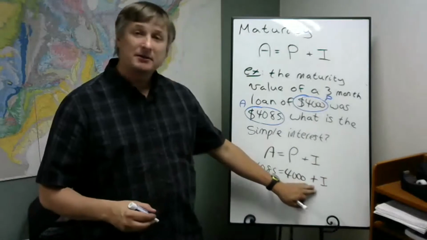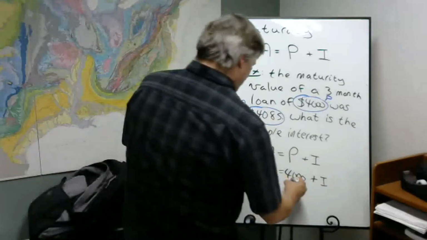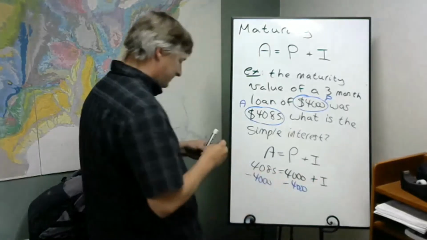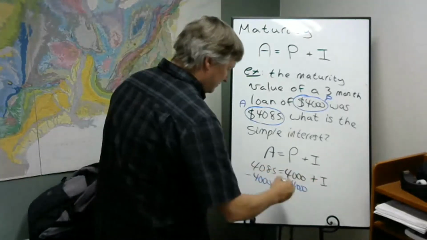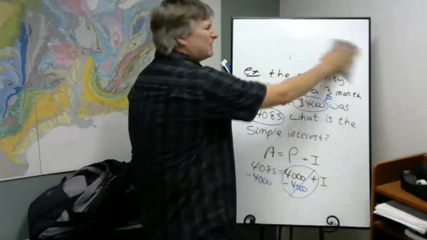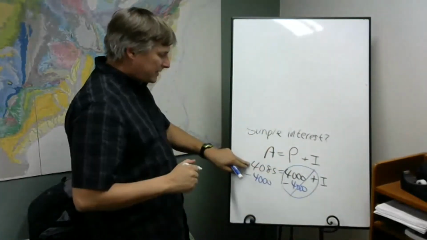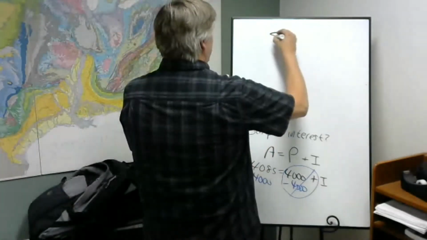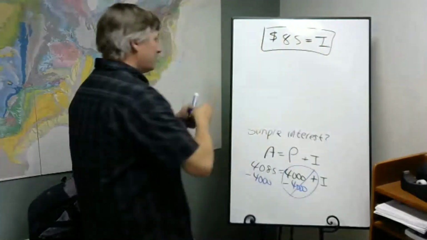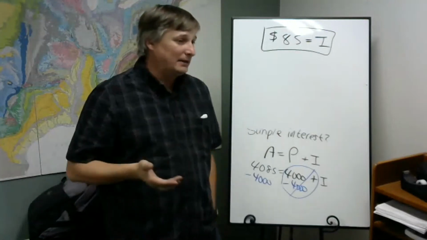Now we've got 4,000 added to the interest. What's the opposite of adding 4,000? Subtracting 4,000. Subtract 4,000 from both sides, because what we do to one side, we have to do to the other. So these will cancel out. And then what happens on the other side, we just take what comes out of it. So 4,085 minus 4,000 is $85. And that's going to be our interest. So, okay, if you have any questions about this, let me know, and I hope to hear from you soon.